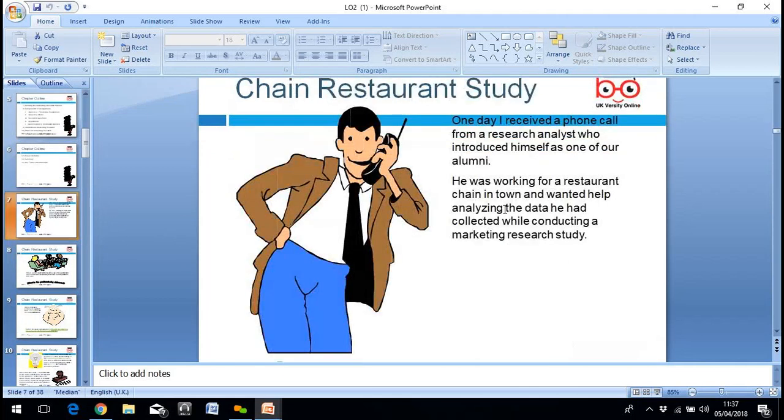Now this bit is probably better. It's giving an example of how this occurs. You can read this for yourself, but I'll go through it. It's saying that one day he received a call from a research analyst who had introduced himself as one of his alumni that he was at college with. He was working for a restaurant chain in town and wanted help in analysing the data he had collected while conducting a market research study.